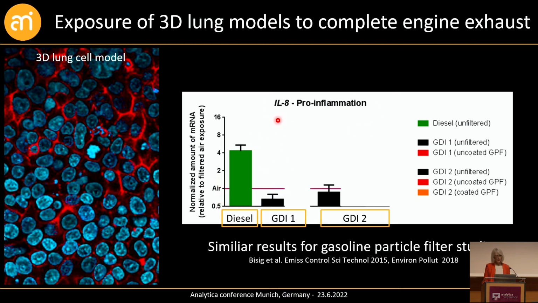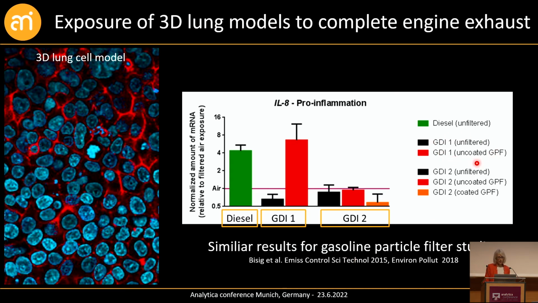So here now we looked at inflammation, interleukin-8, a cytokine which is specifically expressed in these cells, a lot of xenobiotics. And then we had 2 different gasoline cars. And we could see also for the unfiltered gasoline cars, there was a decrease, and it was almost similar to the control. So there was no effect upon exposure to unfiltered gasoline car. Then we started to implement different filters.